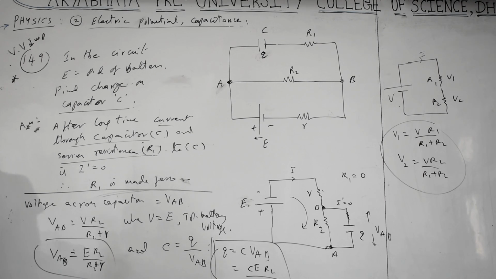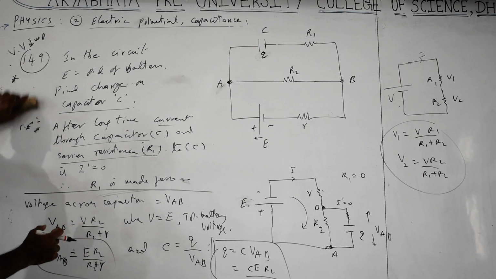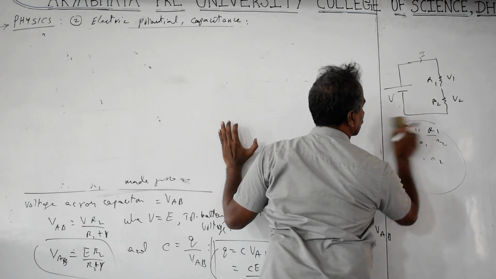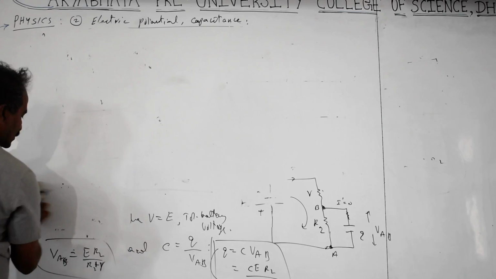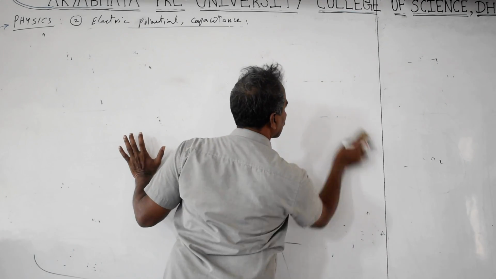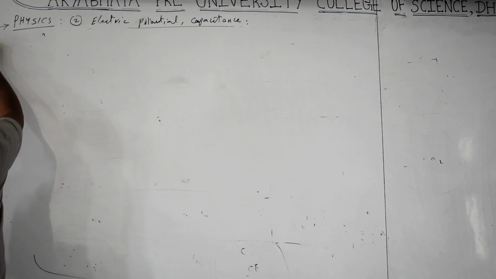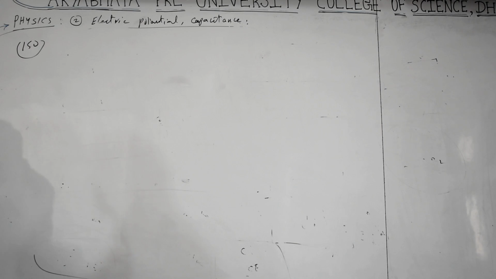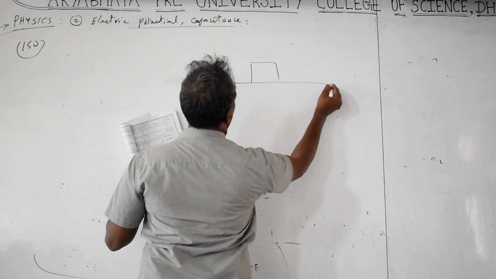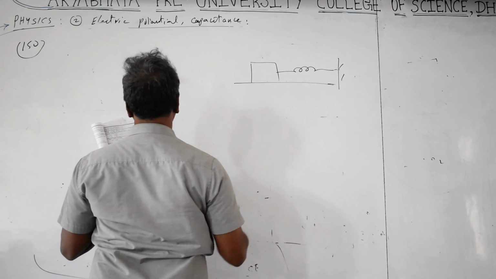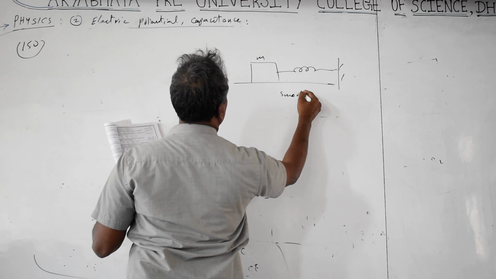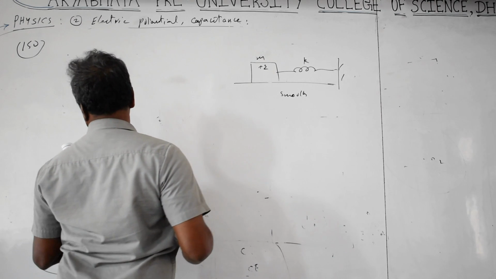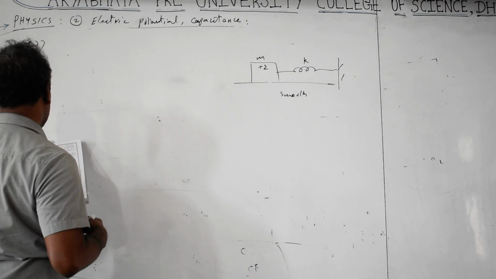Next, question number 150. We are given a block and spring connected to the wall on a smooth surface, so friction is neglected. The mass of the block is M, and the charge on the block is plus Q. The spring constant is K. A block of mass m and charge Q is tied to a spring of constant K.